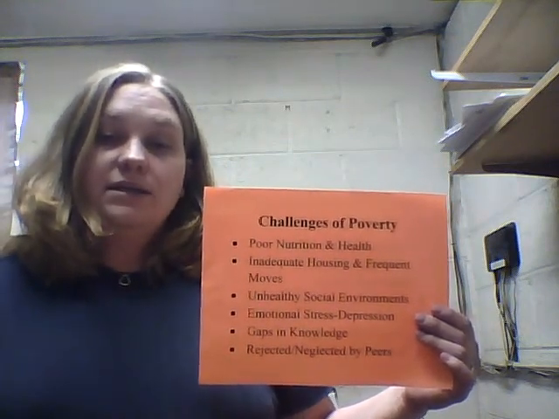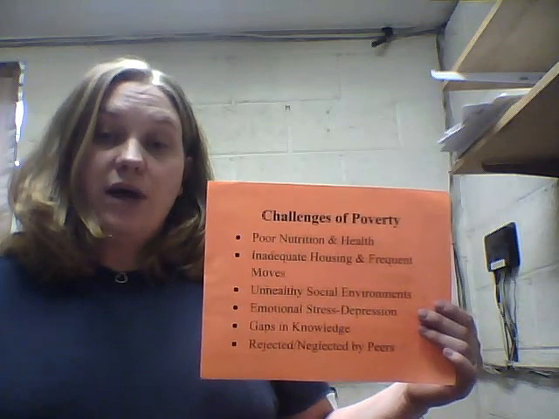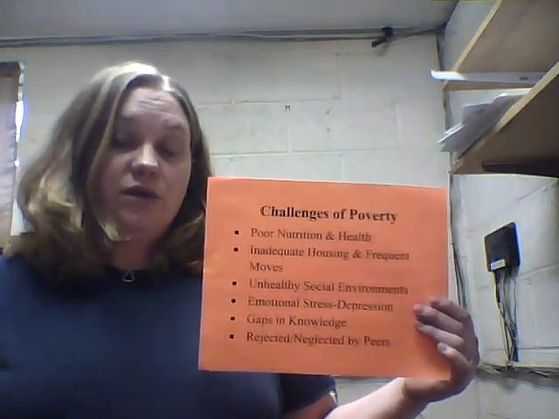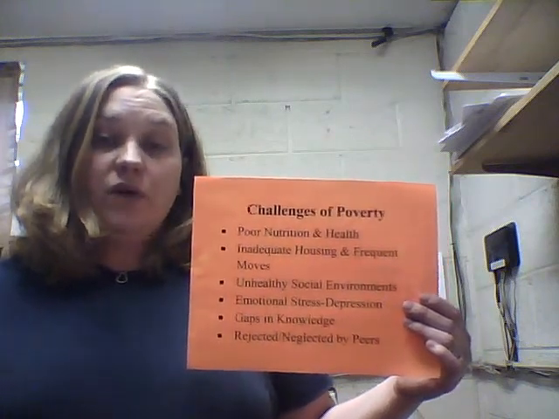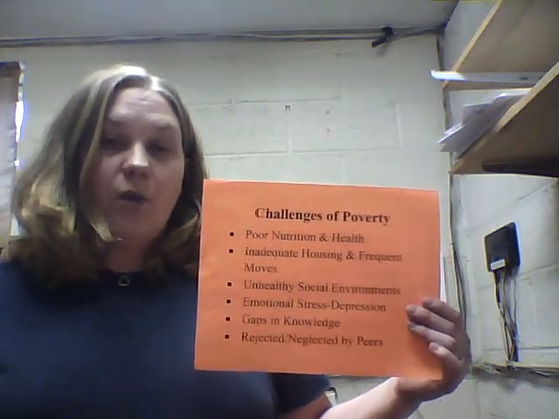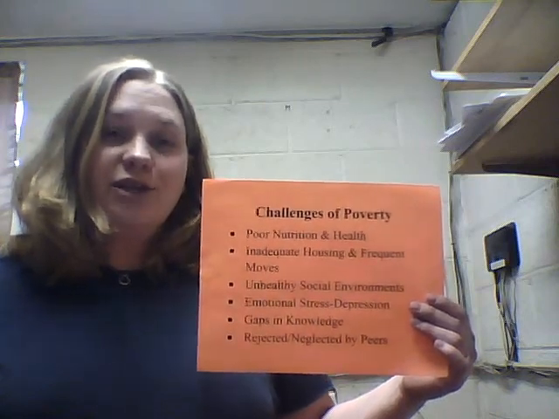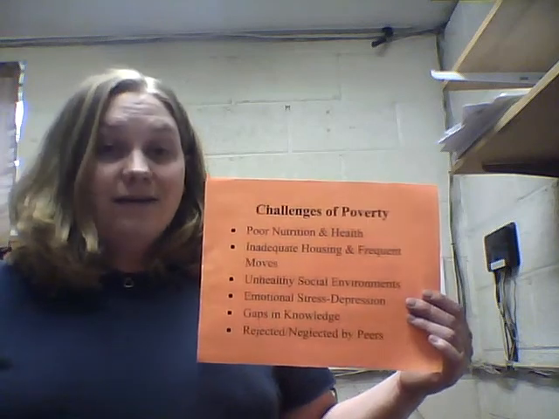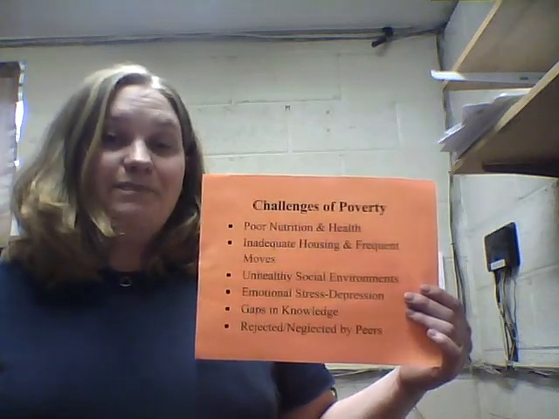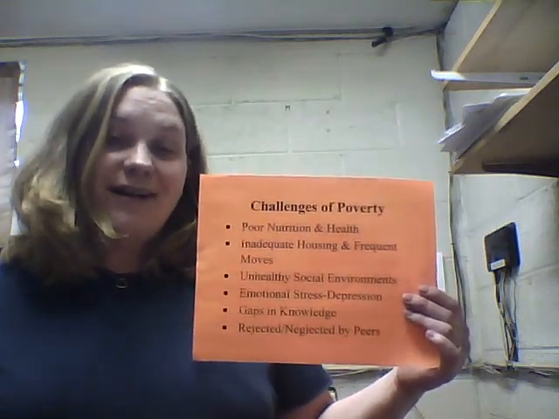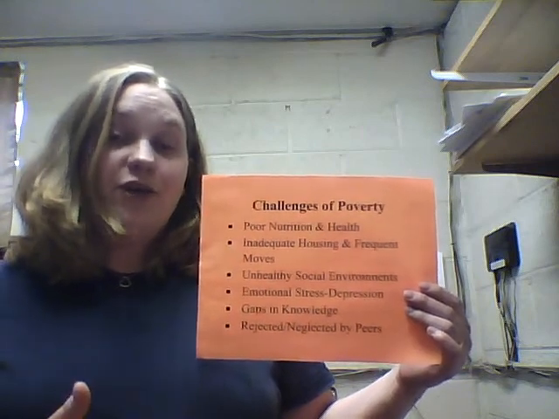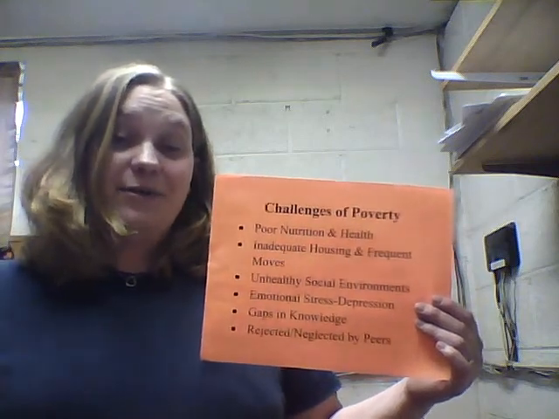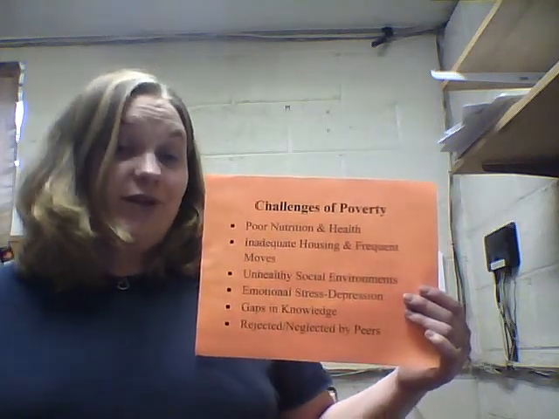The next item on the list is emotional stress or depression. And you're going to see that all these items connect to cause emotional stress and depression. If you don't have food to eat tomorrow, you're going to be worried about that. If someone's getting shot outside your house, that's going to cause stress. If you don't know where you'll be living next week, that's going to cause stress. It's really hard to concentrate on learning when you are worried about these basic human needs. When you're worried about basic human needs, this can develop into depression or other emotional and behavioral issues.